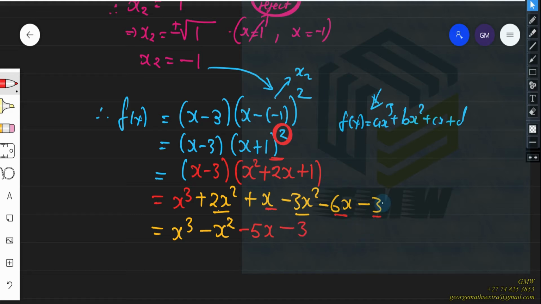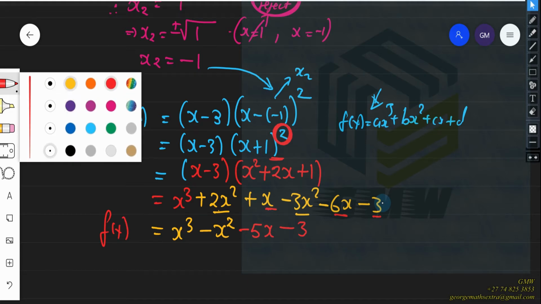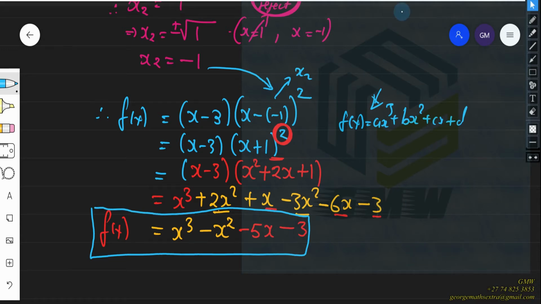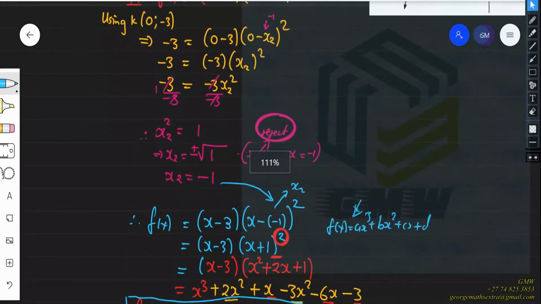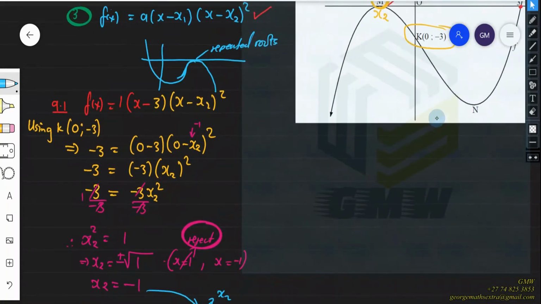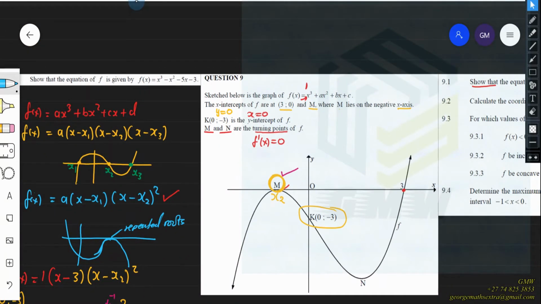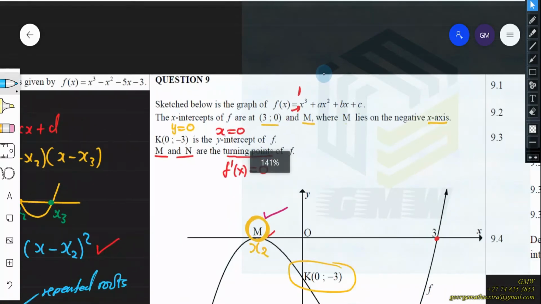So our f of x now is equal to the required solution. The question had said show that, so we found this as our answer. And it matches what the question wanted. It's a show that question. Now that we have managed to show, we are done because the question said show that, and we have managed to arrive at the required solution.